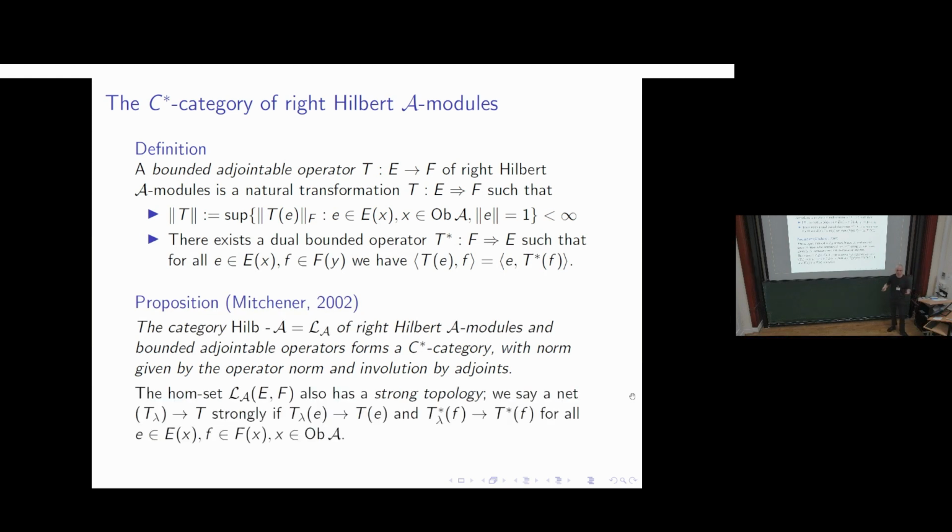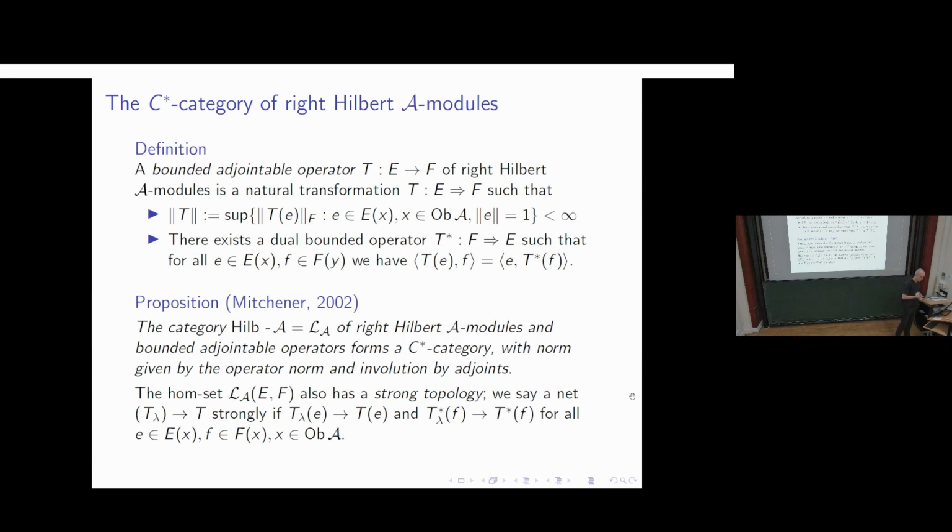So a couple more facts I want you to take away about these Hilbert module categories. The first thing is that they have a topology of pointwise convergence along with a norm topology. This should be familiar if you're thinking about operators over Hilbert spaces. You have a bunch of different topologies, and we say that a net T lambda of operators goes to T strongly if we have this pointwise convergence, as well as pointwise convergence of the adjoint for all possible indices.